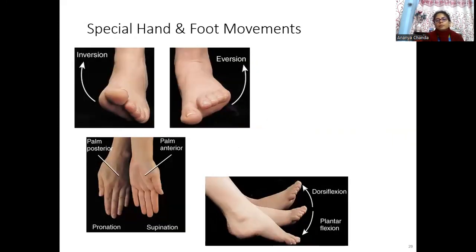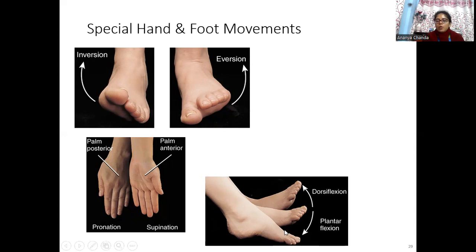Special hand and foot movements. There is inversion, that is going towards the midline, and eversion of the foot, that is going away from the midline. Then comes the palm movement, supination and pronation. When the palm is moved to the anterior side, that is known as supination. When the palm is facing toward the posterior side, that is pronation.